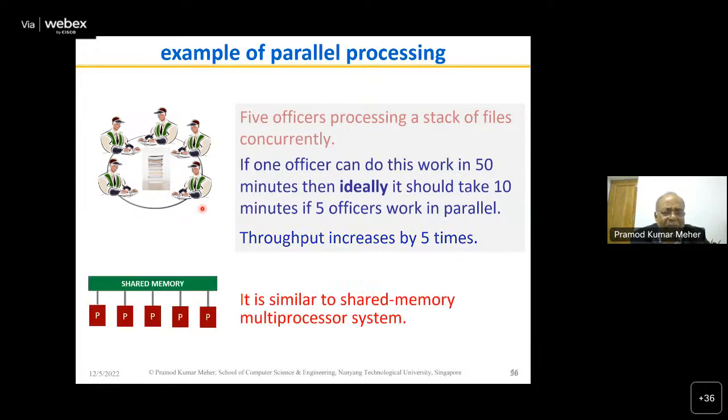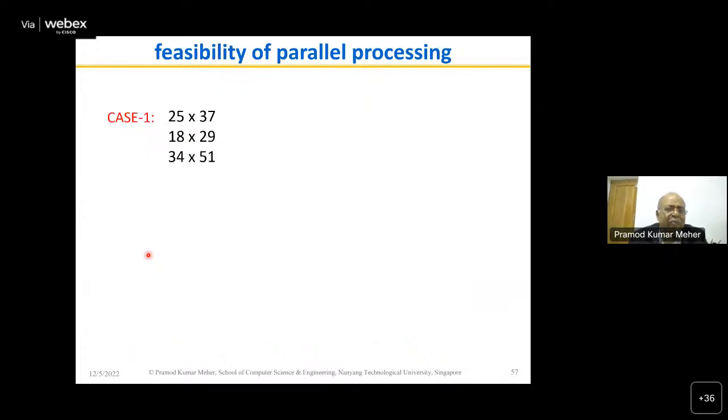This can be done in some structure like shared memory processors, where 5 processors get the data from the shared memory and process it. In dedicated architectures you will have a similar thing, but the data is independent, not that a file one officer works on has to be used by another officer. So all the files here are independent. If the jobs are independent, you can have this type of processing. Feasibility of parallel processing: suppose you have this type of multiplication, 25 times 37, 18 times 29, 34 times 51. I have a multiplier which is doing this product.